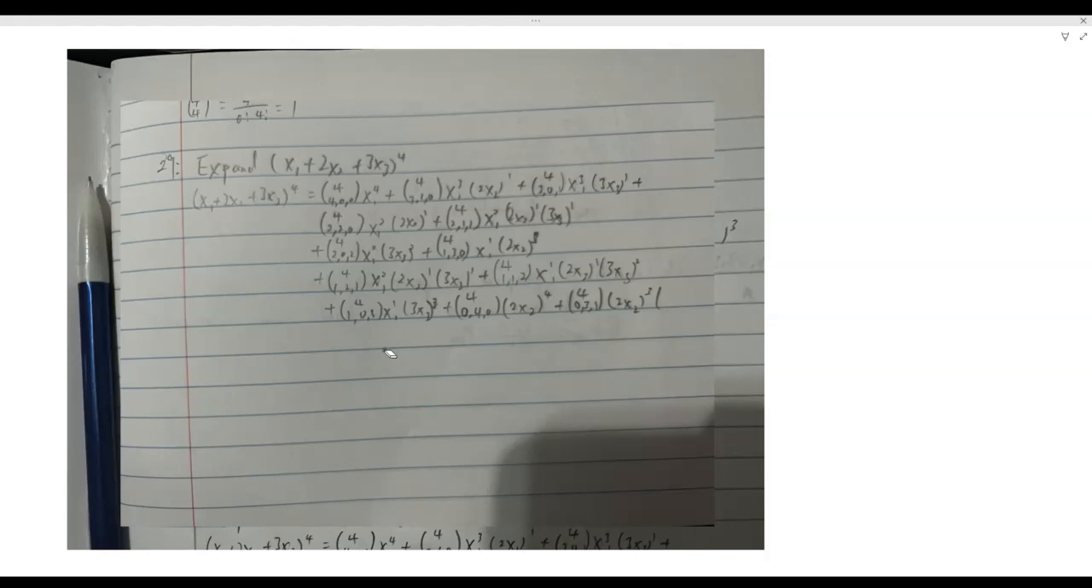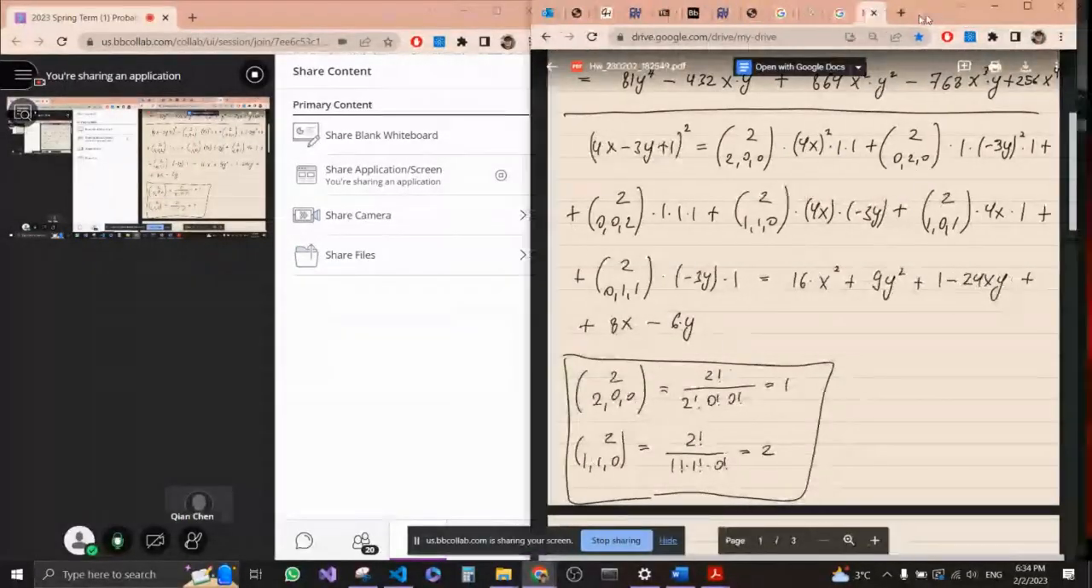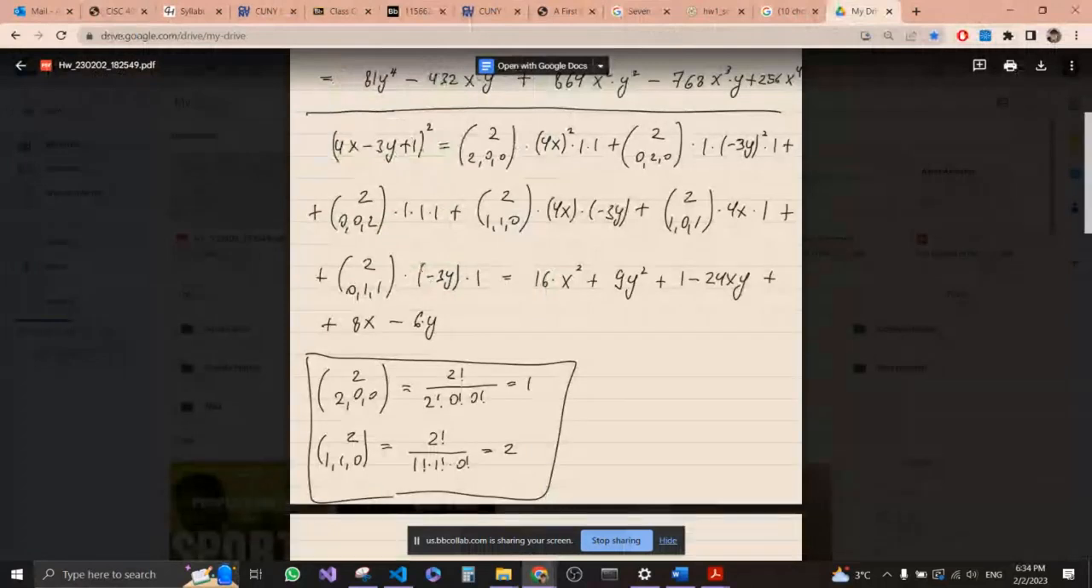Maybe do some, oh, you know what? Ayat is going to show 4x minus 3y plus 1. Okay, good. Okay, share application screen, camera, show file. Raised by 2 is much easier, much doable. Okay, this one, do you see, right?